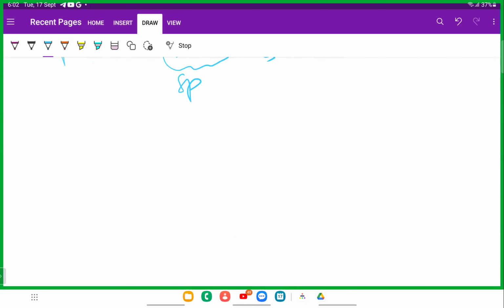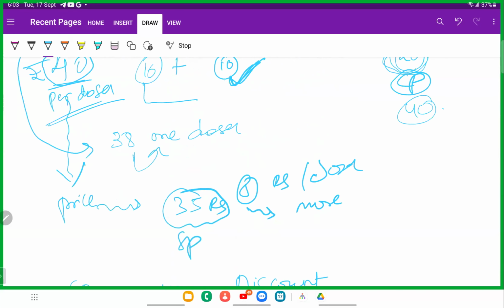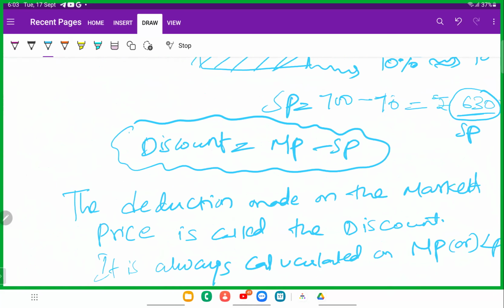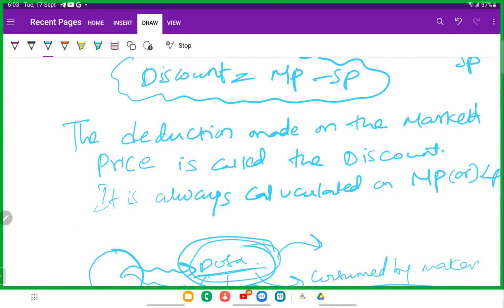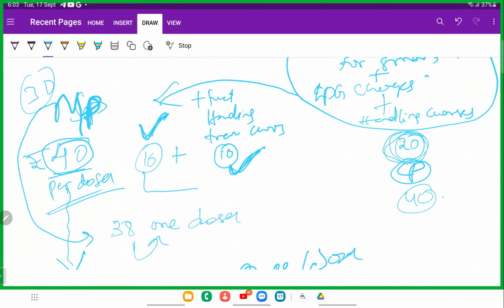So discount you wrote. So now selling price is equal to market price minus discount. I already told you what discount is. Discount is called market price minus selling price. So I am making selling price the subject. So selling price is equal to market price minus discount.